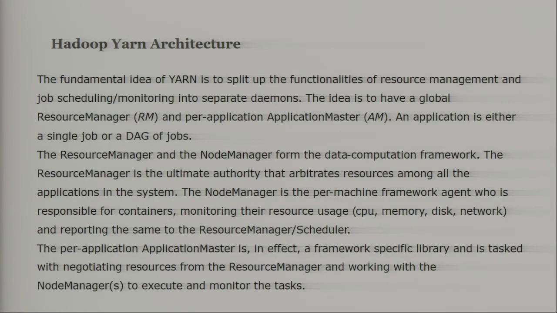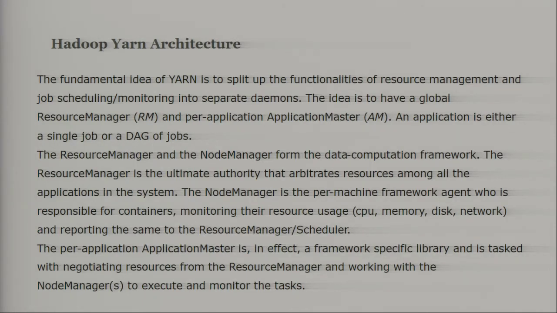Now the idea is to have a global resource manager and, per application, an application master. An application is either a single job or a directed graph of jobs, one after another. As it says, we are talking about a global resource manager. Why do we need a global resource manager? Not like the previous one, where we had to work with a particular single cluster. There is a small change you need to understand here.